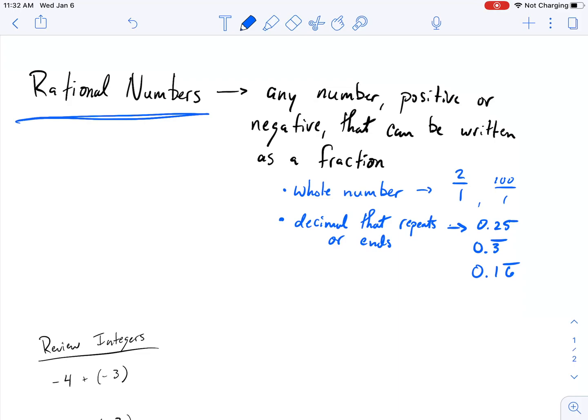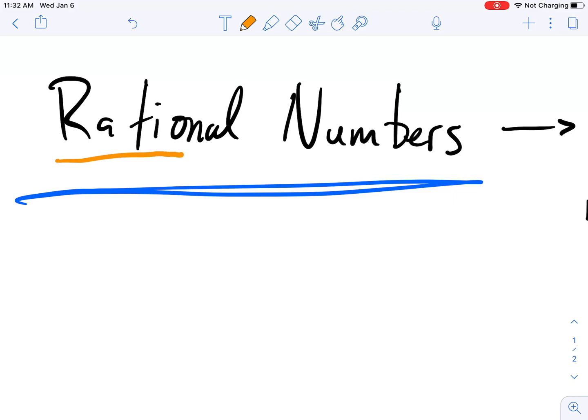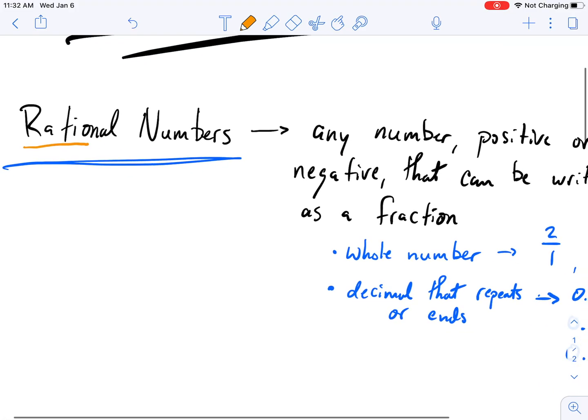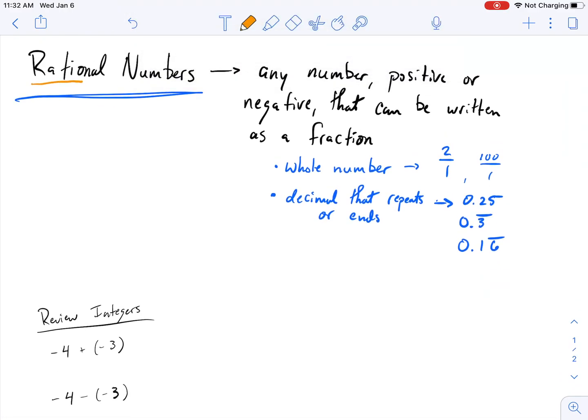So Edgenuity will give you all these definitions, kind of confuse you, but very simply, it's any number that can be written as a fraction. And I would recommend that you look in the word rational for the word ratio, right? We know that ratios are a comparison of two things written as a fraction. So a rational number is anything that can be written as a fraction, okay?